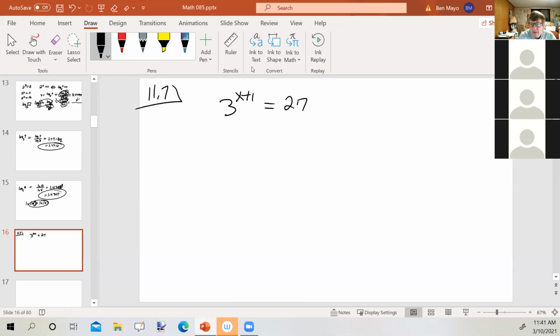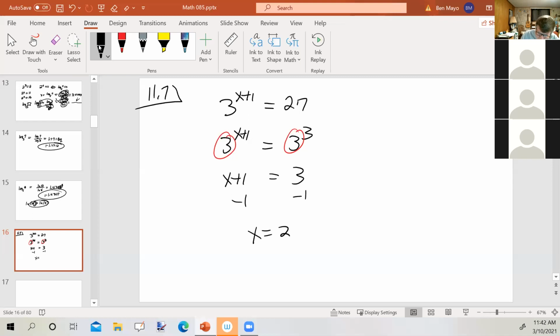Because exponential and logarithmic equations are one-to-one functions, if we can write this equation so that it has the same base on both sides of the equation, we can assume the exponents are equal. So what I'm going to do is write 27 as 3 cubed. Why? Because now I have the same base on both sides of the equation, which means the exponents are now equal. Solving this equation, subtract 1, x equals 2.